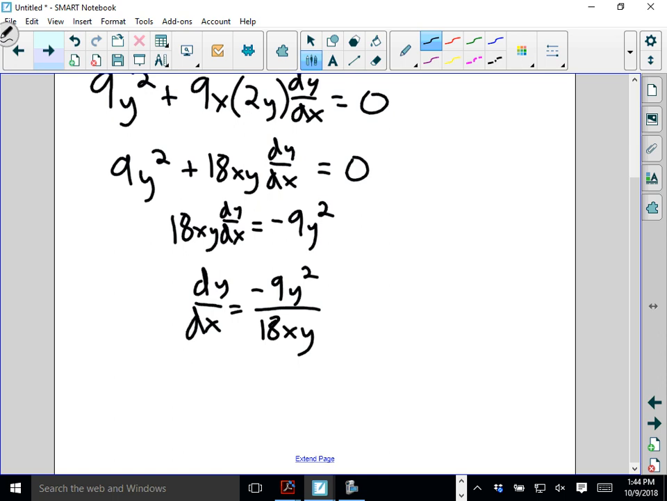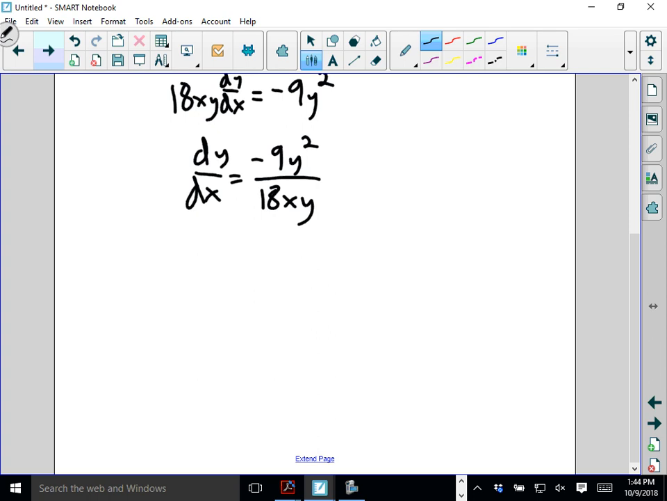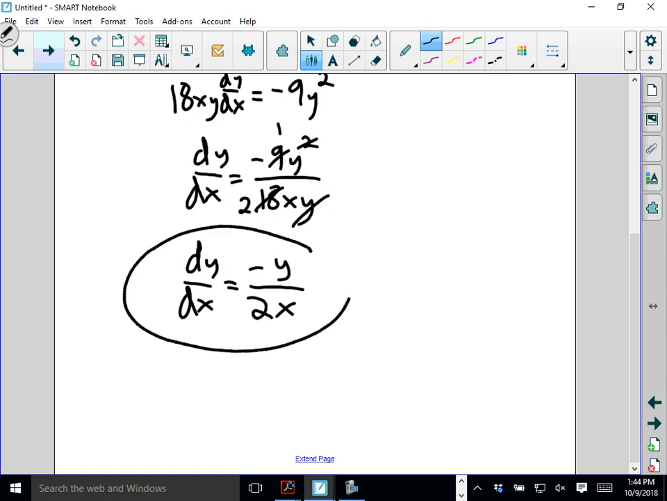Okay? So dy dx here is going to simplify, right? That squared is gone, that whole y is gone. That 9 becomes a 1, that 18 becomes a 2, and I end up with negative y over 2x. A much simpler form than negative 9y squared over 18xy. I end up with negative y over 2x.